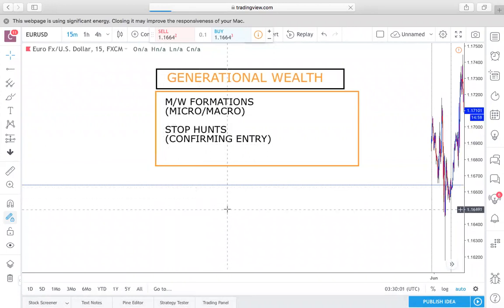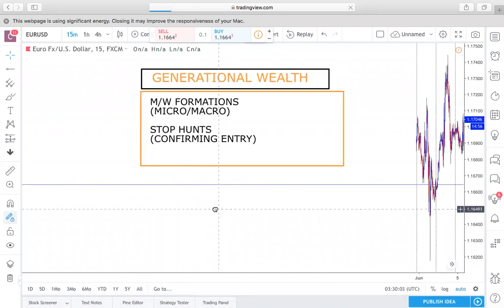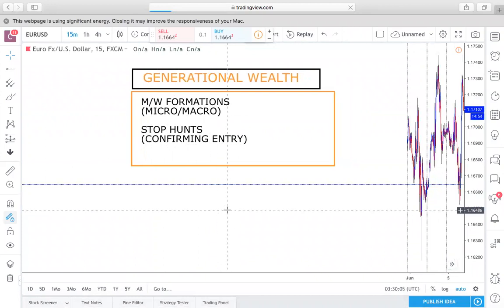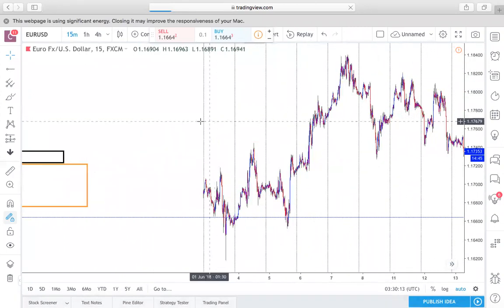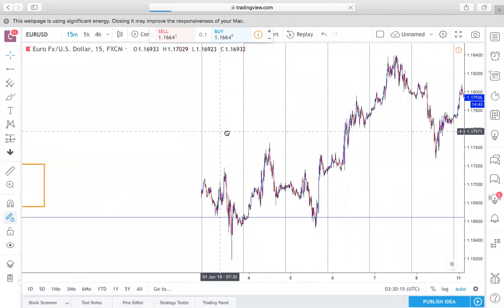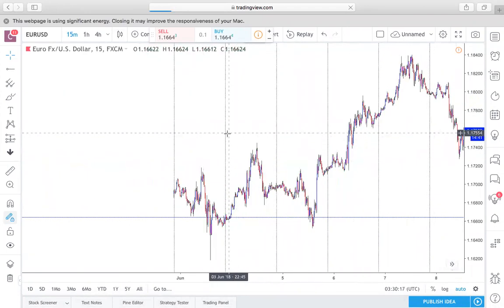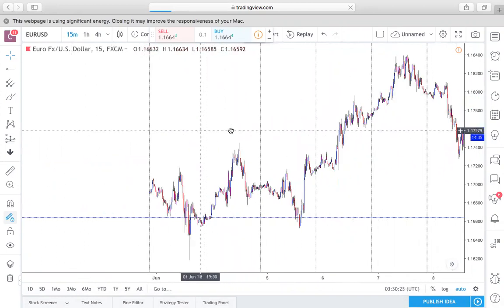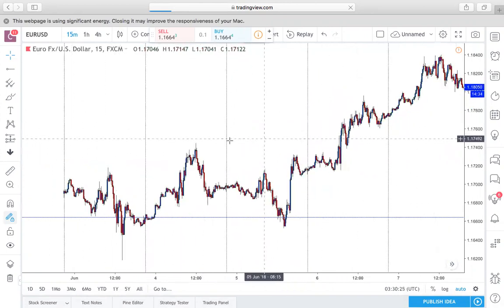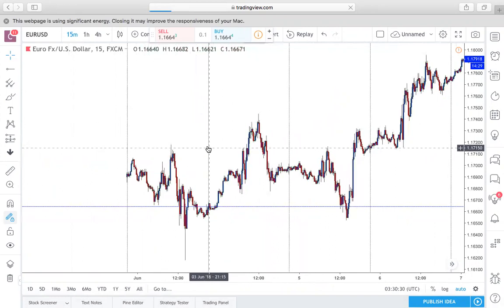So let's begin. The M&W formations, and why they form. The M&W formations will usually form at the highs and the lows of the day, or the week, or the previous day, or the previous week, etc. So you have to look at the highs and the lows of the week.